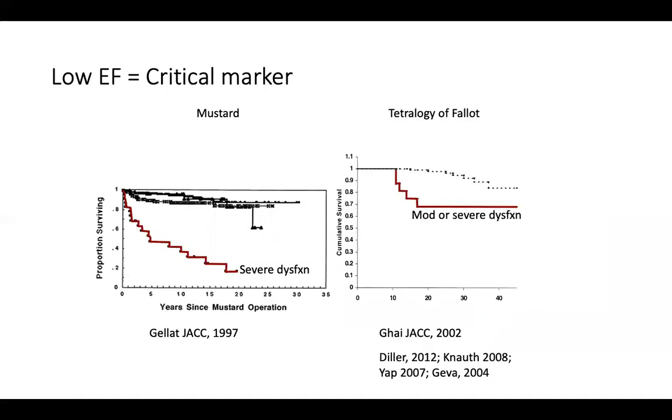Similarly, for tetralogy of Fallot, I'm showing you data from a JACC article from 2002, but tetralogy of Fallot has been looked at over and over and over again. And in article after article, we find the same data: if you have mild or normal function, your Kaplan-Meier curve doesn't start looking abnormal for almost 25 years out. But if you have moderate or severe dysfunction, starting in your teenage years, your risk of sudden death goes much higher and your cumulative survival is much lower.